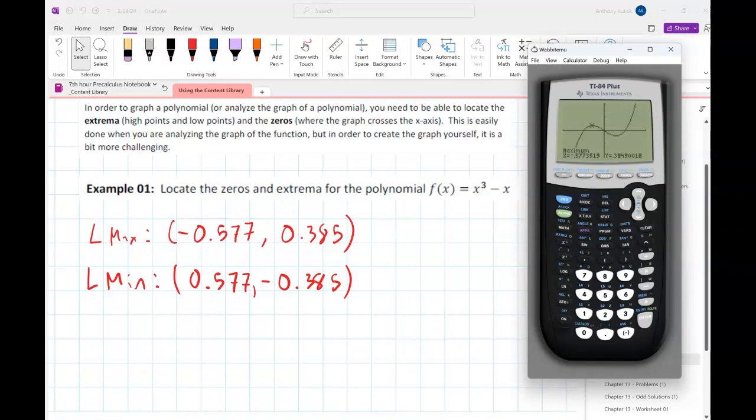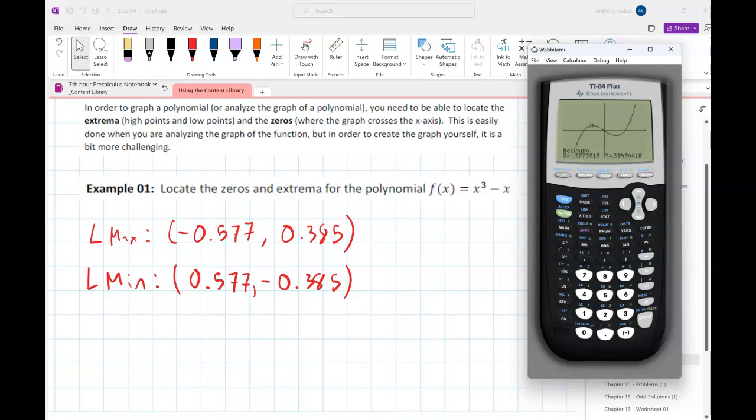Should come up with that number. Did you get it? Yes. Feels good, doesn't it? Okay. The other thing this asks for are the zeros.